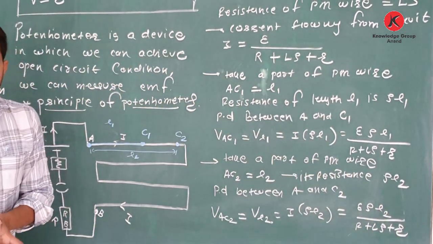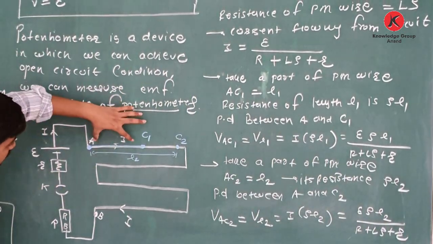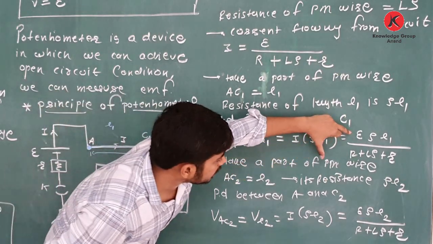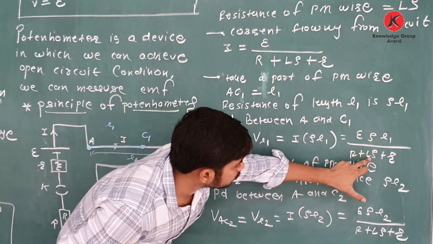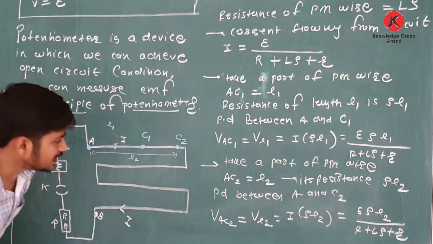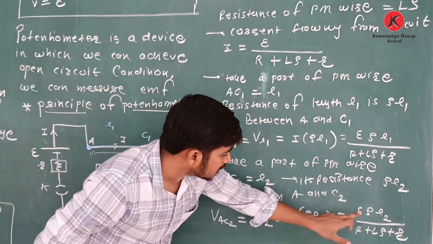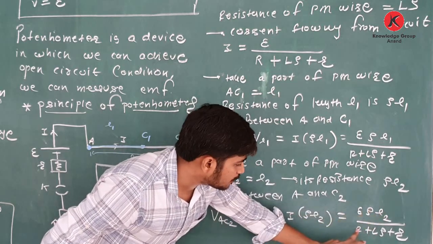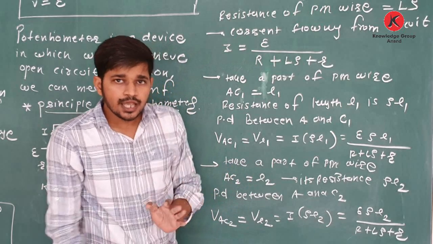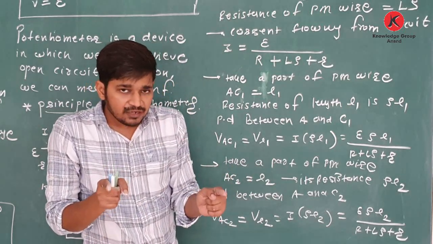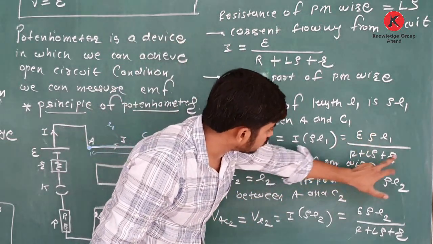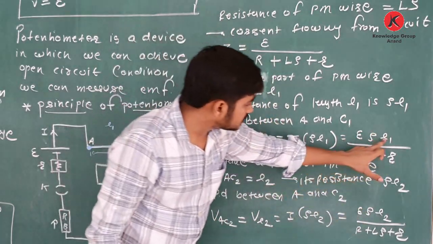Clear about this? First of all, I have L1 length of wire, then VL1 is equal to E rho L1 upon R plus L rho plus r. Now I have L2 length of wire, then the equation of potential difference VL2 is E rho L2 upon R plus L rho plus r. Now if you observe these two equations, if I change the length of wire, then E rho upon R plus L rho plus r is the same, only this length is changed.